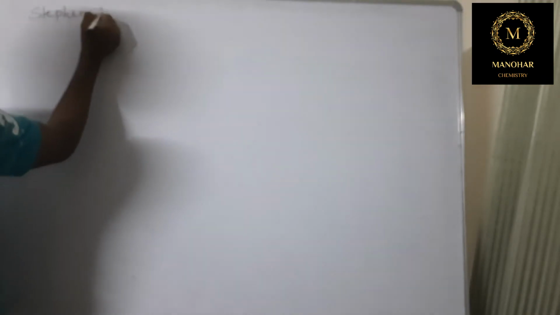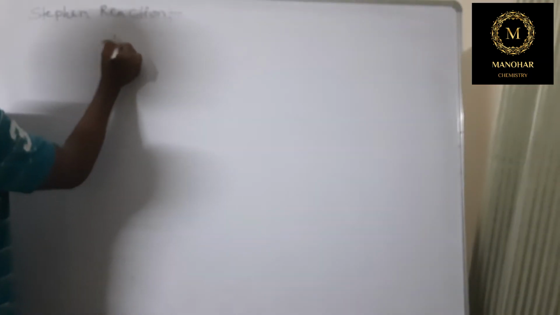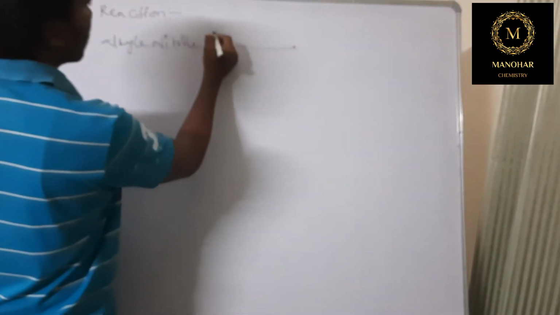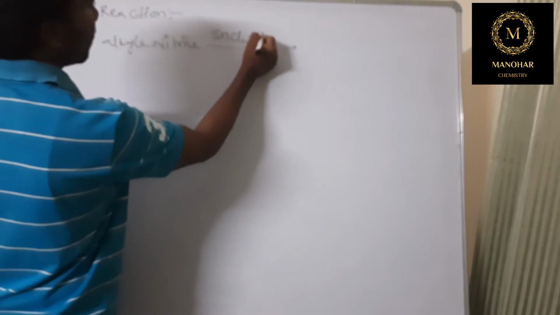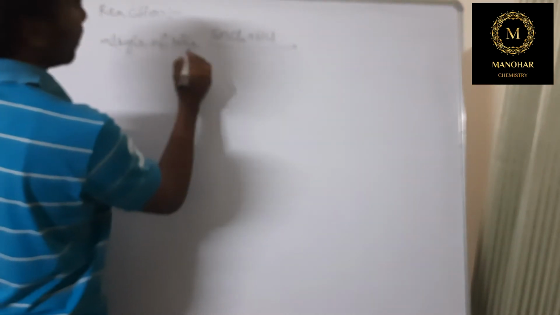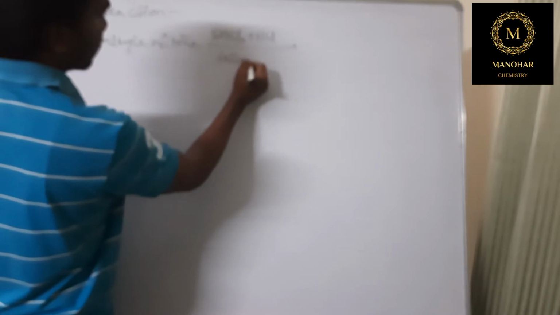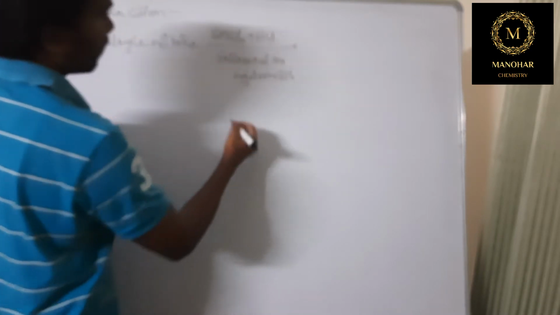Next reaction is Stephen reaction. What is meant by Stephen reaction? Here alkyl nitrile or alkyl cyanide will react with tin chloride and HCl, followed by hydrolysis, will give aldehyde.